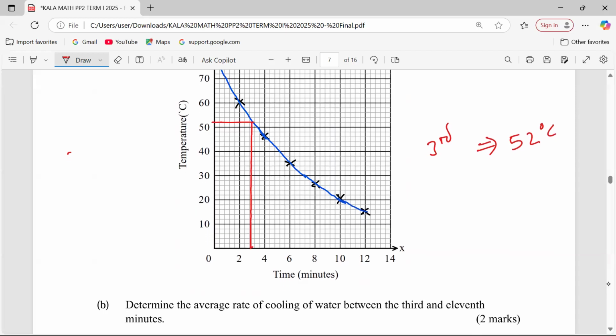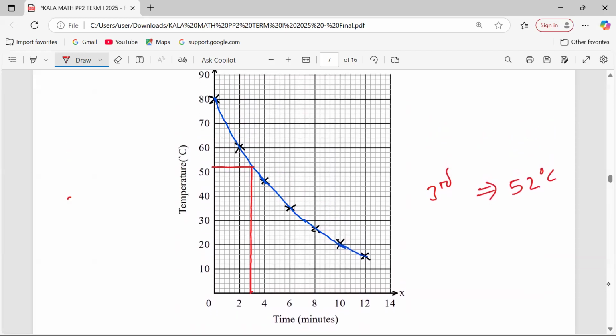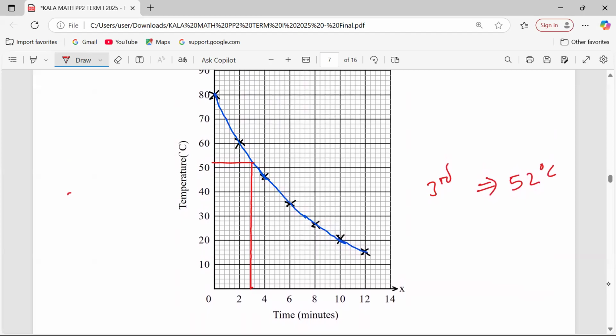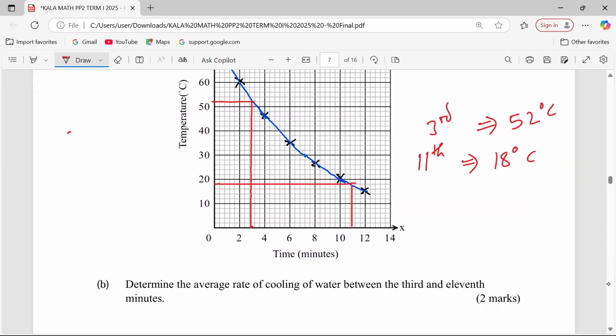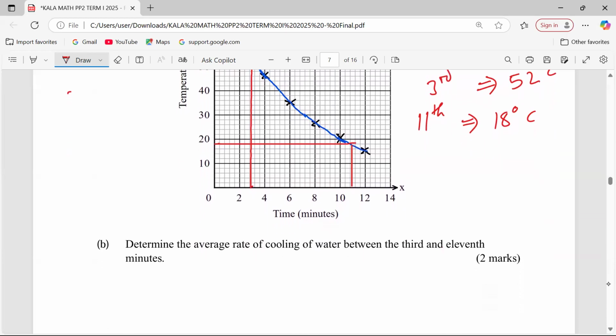The 3rd and the 11th. But let me check 11. Between 10 and 12, we have 11. So for the 11th, I'm seeing exactly 18. So in the 11th, I'm seeing 18 degrees Celsius. What is the rate of cooling there? What's the rate of cooling? So we can use actually 3 and 52 as coordinates. Then we use 11 and 18.